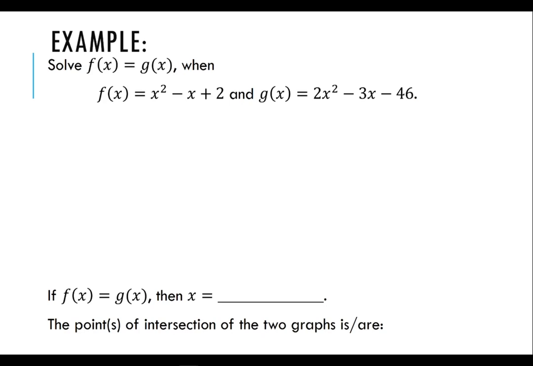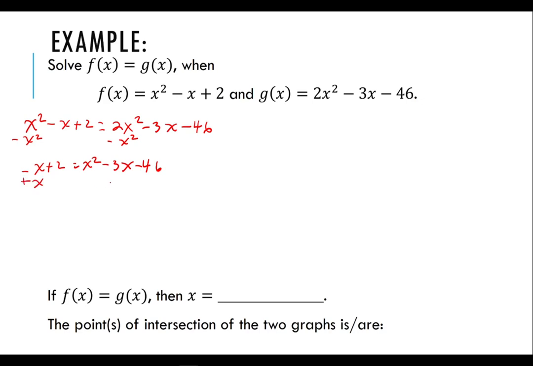overlap. So step 1, set them equal. X squared minus x plus 2 is equal to 2x squared minus 3x minus 46. My first thought to solve this is put everything on one side because it's quadratic. I want to get it in standard form. So I'm going to subtract x squared, subtract x squared. That's going to give me negative x plus 2 is equal to x squared minus 3x minus 46. Keep moving things over. I'm going to go ahead and do two steps at once here. I'm going to add x, and I'm going to subtract 2, subtract 2. Then I get that 0 is equal to x squared minus 2x minus 48.